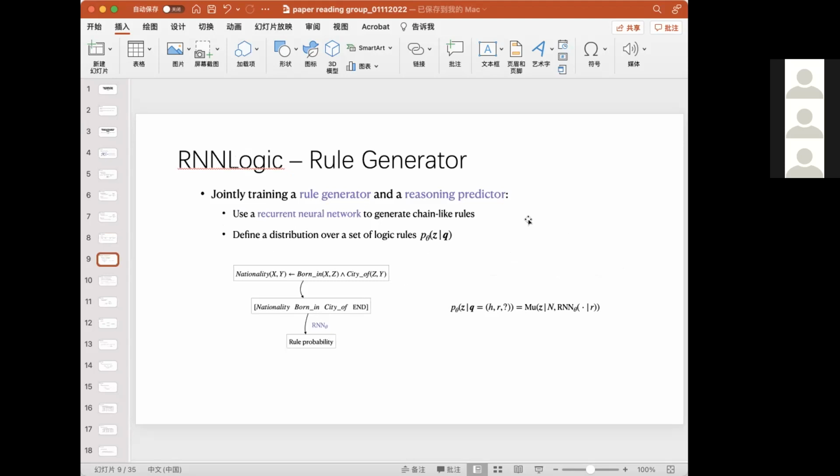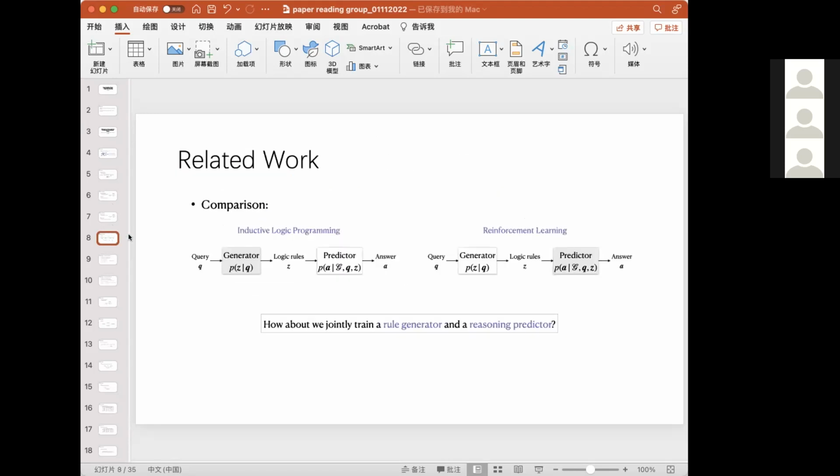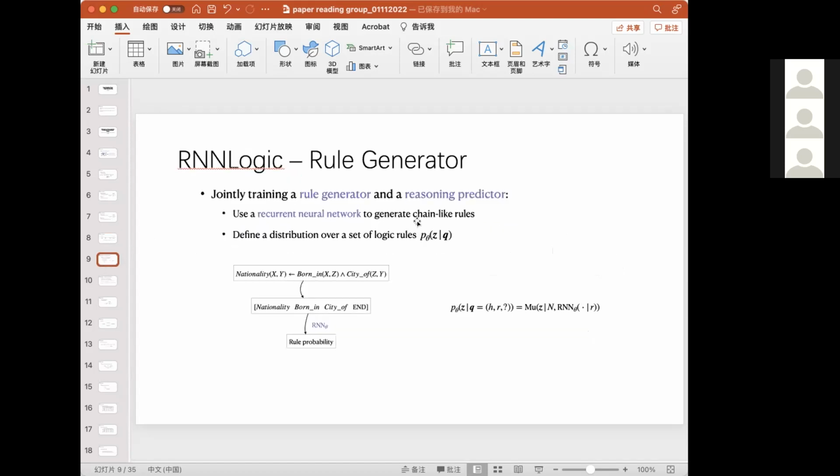Next, we will introduce the details of the framework of RNNLogic. The RNNLogic mainly includes two components. The first component is the rule generator, and the second component is the reasoning predictor. We will introduce the whole framework by first introducing the rule generator.